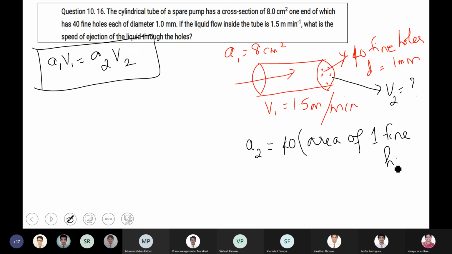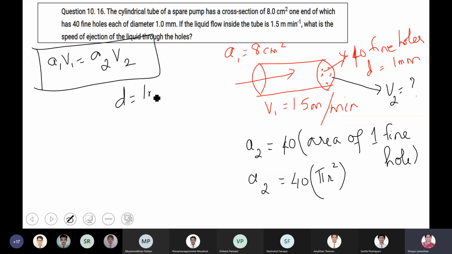So A2 becomes equal to 40 into pi r square. Now what is r over here? Millimeter should be converted to meter. D is 1 millimeter, so r will be equal to 1 by 2 millimeter, or r becomes equal to 1 by 2 into 10 to the power of minus 3 meters. Boys, is that correct?